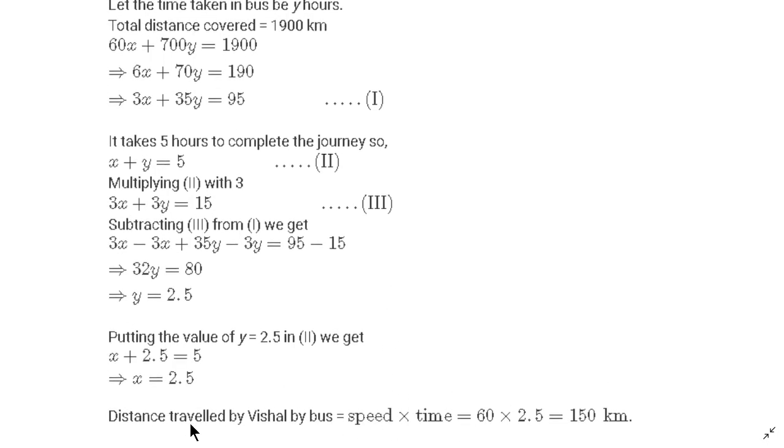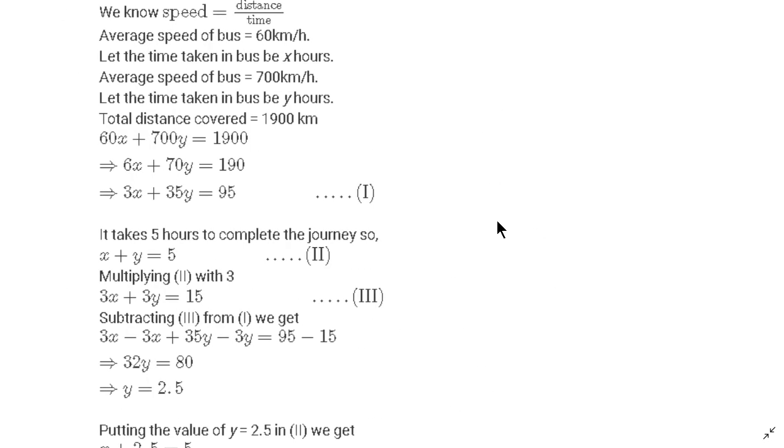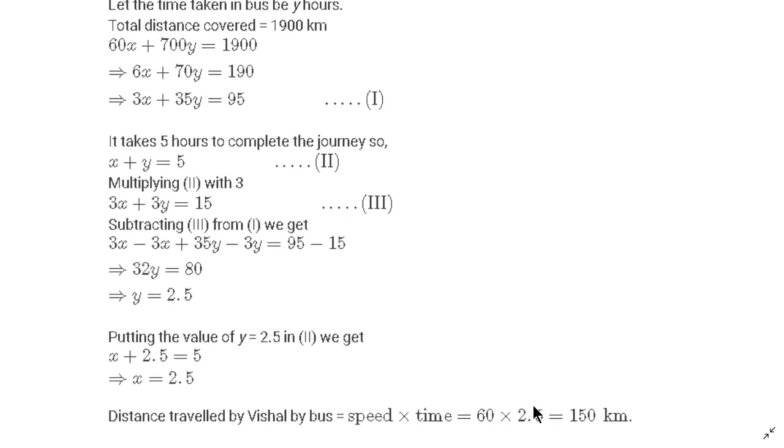But the distance should be different, because the bus has a slower speed. The distance traveled by bus is speed into time. What is the speed? 60. So 60 into 2.5, which we just calculated as the hours he used the bus. It is 60 into 2.5, which is 150.